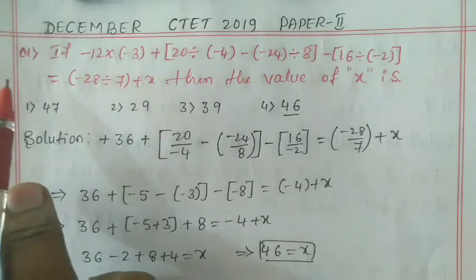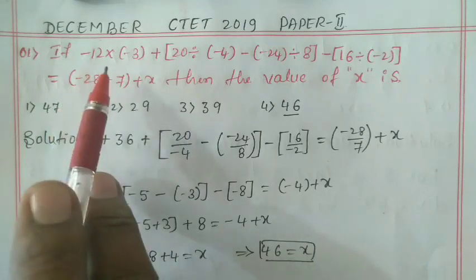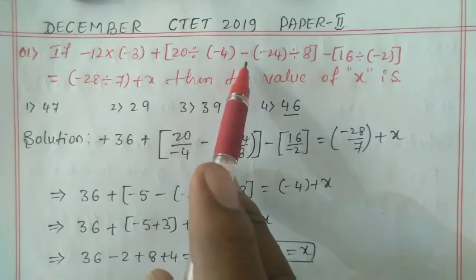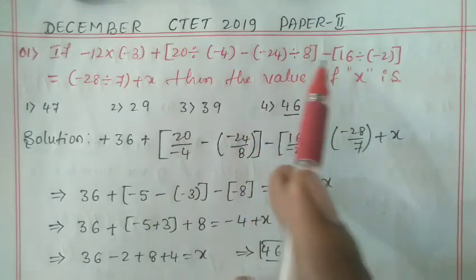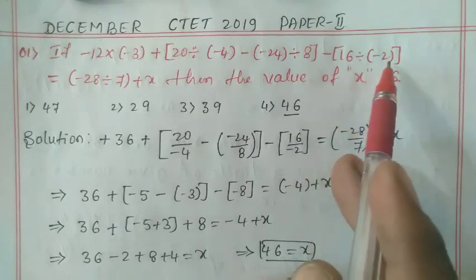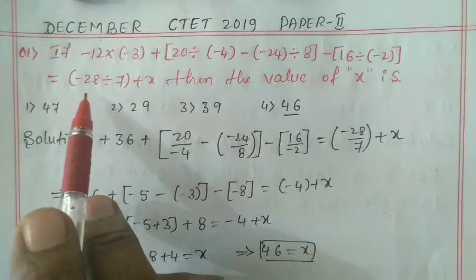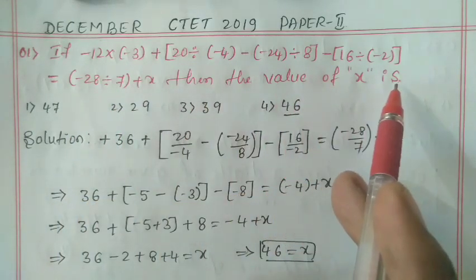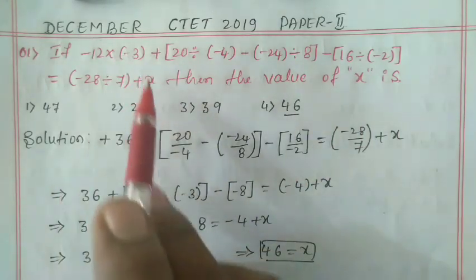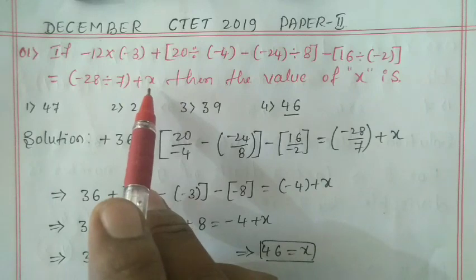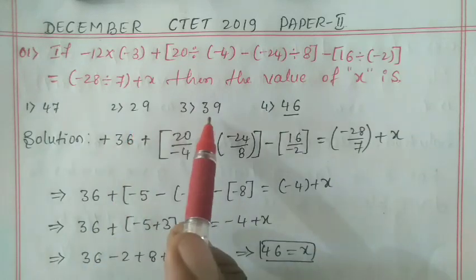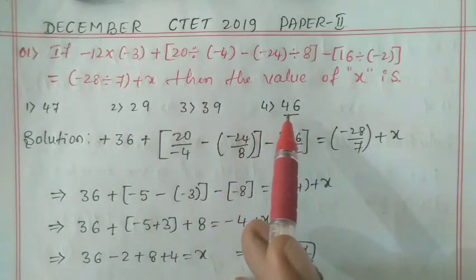I will go to the first question, and the question is: if -12 × -3 + 20 ÷ -4 - of (-24 ÷ 8) - of (16 ÷ -2) is equal to -28 ÷ 7 + x, then the value of x is, you can find here the value of x. Then the value of x is how much? Option one is 47, second is 29, third is 39, and fourth is 46. So these are the four options.